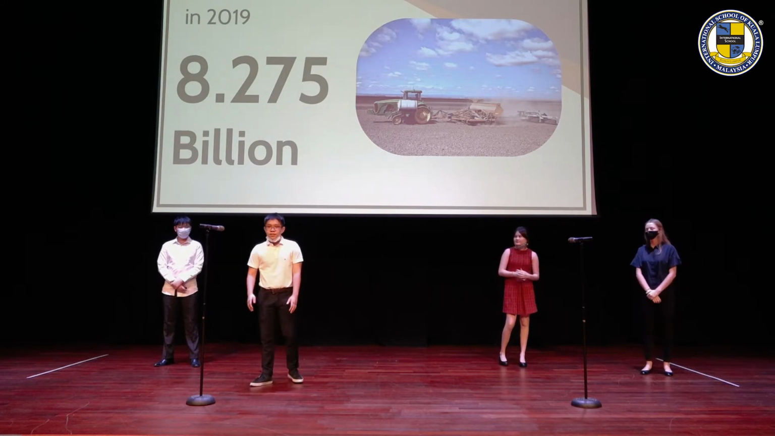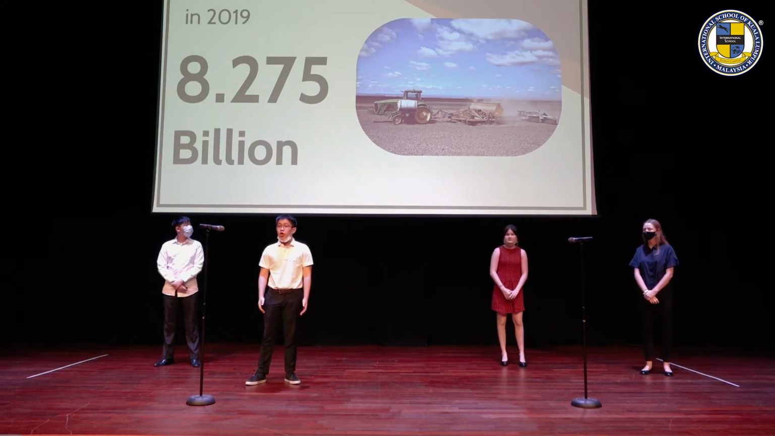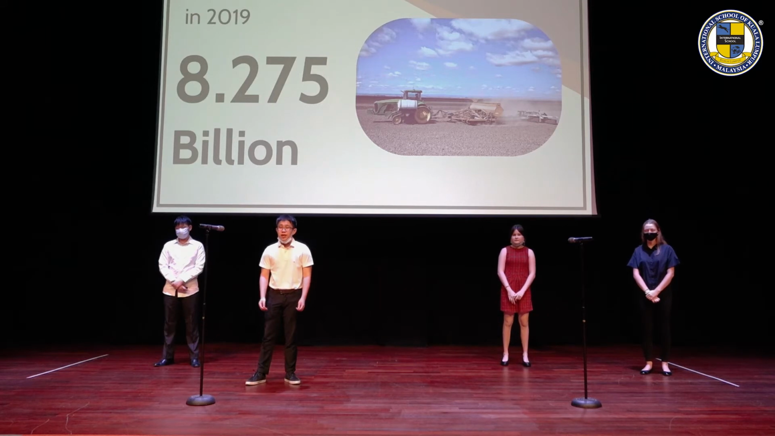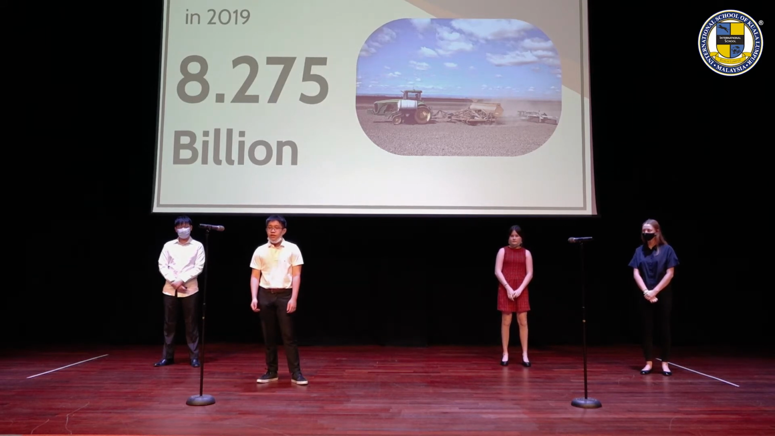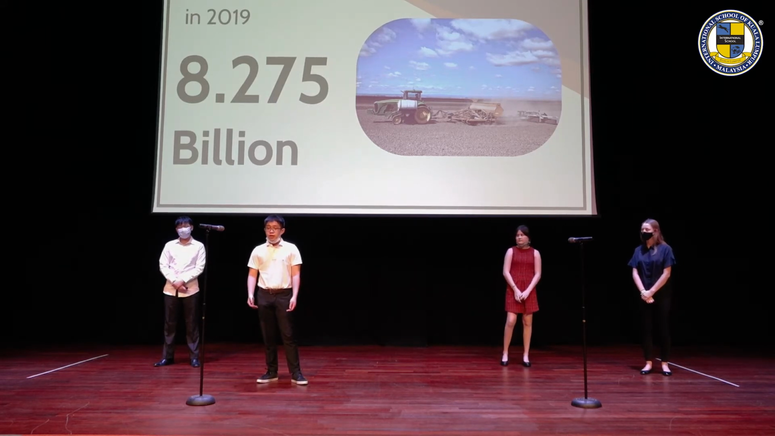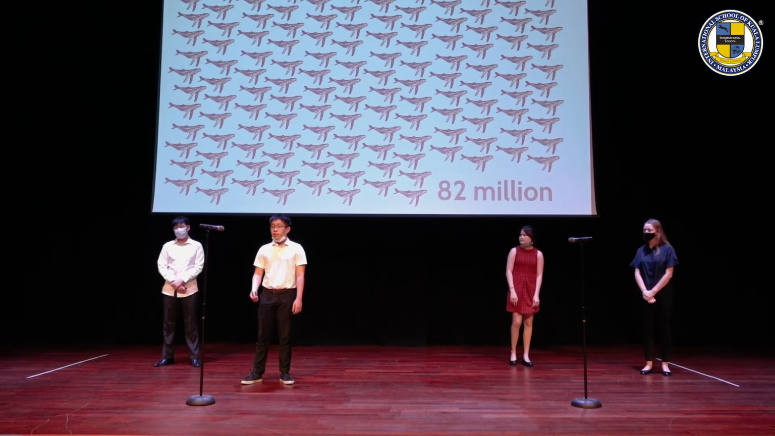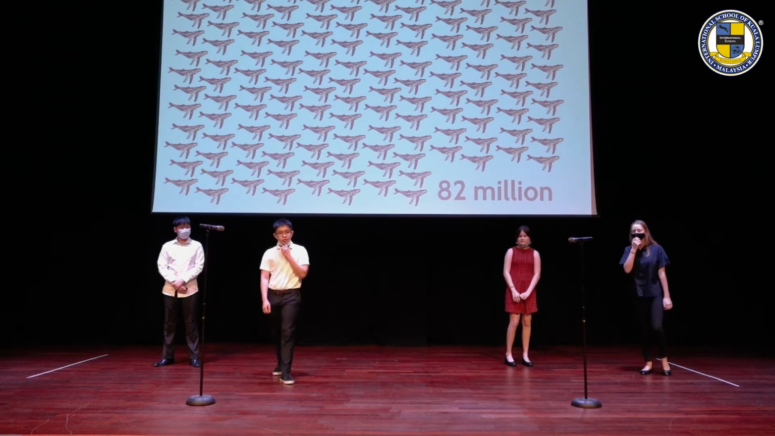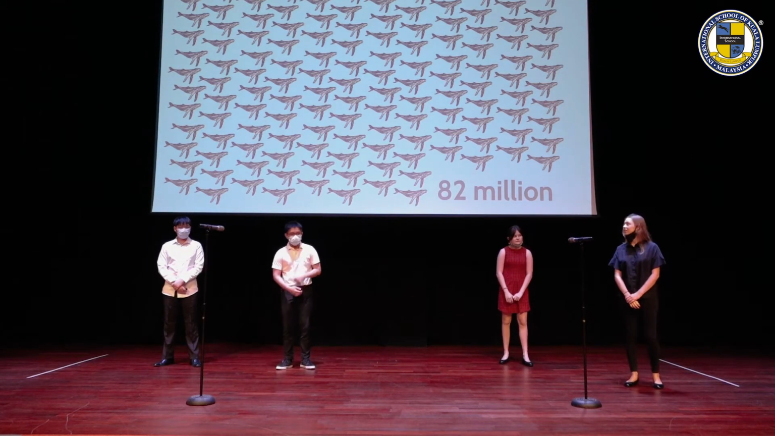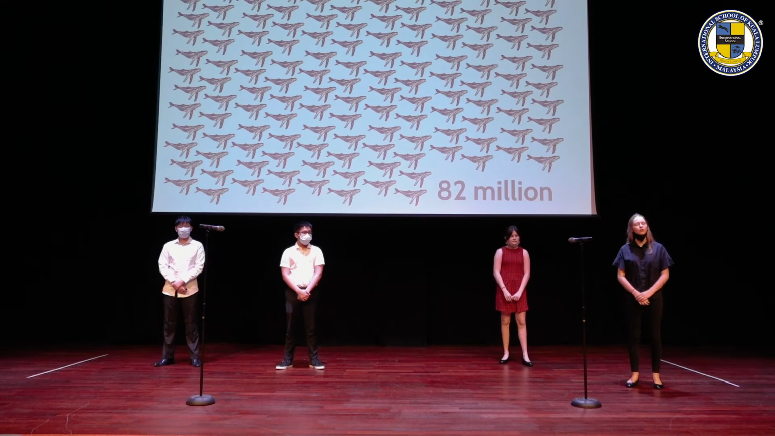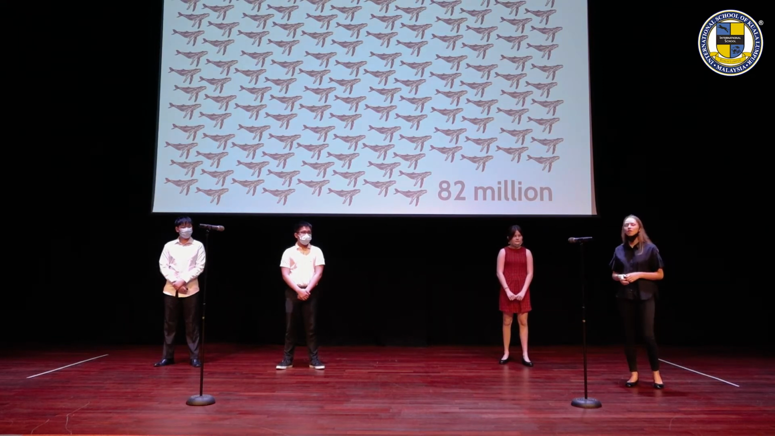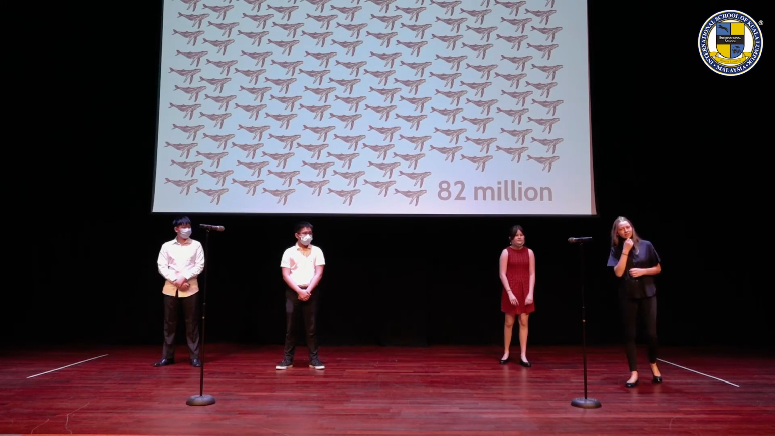In 2019, agricultural activities worldwide produced over 8 billion metric tons of greenhouse gases. To put that into perspective, that's over 82 million blue whales being pumped into the atmosphere. According to the United Nations, the agricultural sector accounts for over 25% of the world's annual carbon emissions. Fortunately, this number can be reduced.